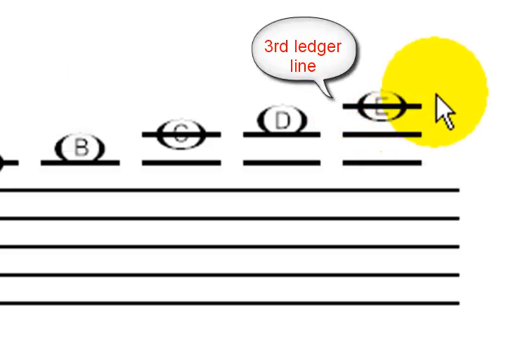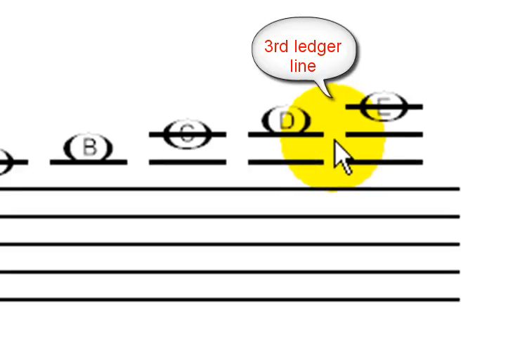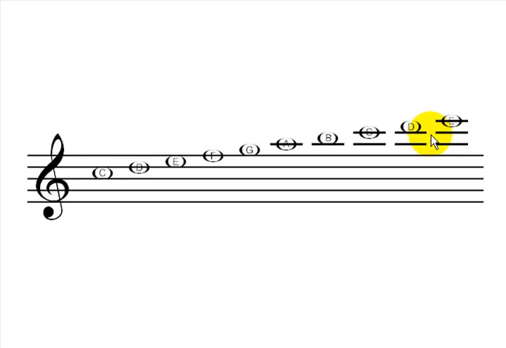So F will be on top here, and so on. So you get the general idea about the ledger lines above the treble clef. It's just like the staff is going on. It continues going up, but we don't write out all the lines. We just put in these short lines that are the ledger lines.